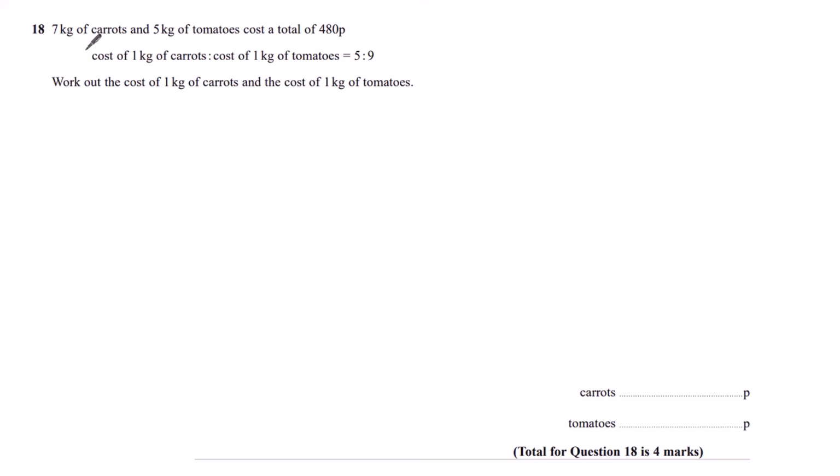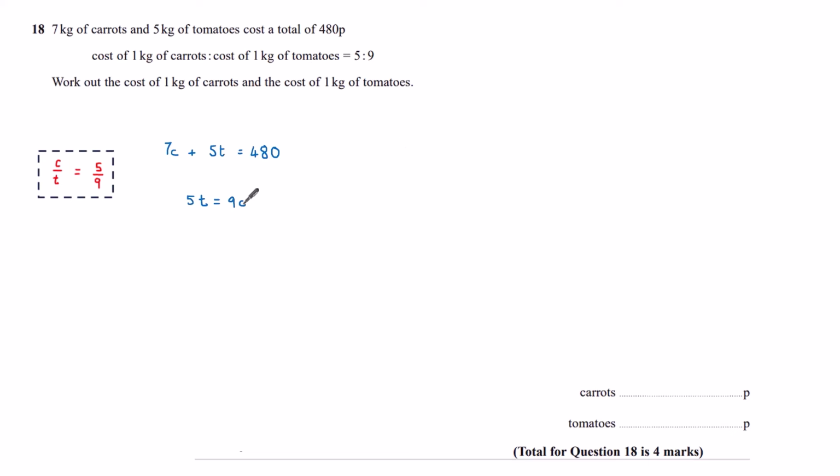And so initially this 7 of carrots and 5 of tomatoes costing 480, I'm going to use that line to write this equation. 7 carrots plus 5 tomatoes is equal to 480. Now I'm going to use this ratio, that if the cost of carrots to tomatoes is 5 to 9, what that means is that 5 times the cost of tomatoes is equal to 9 times the cost of carrots. This is probably the toughest step because a lot of people would want to say 9 tomatoes to 5 carrots because of the way the ratio is written. But using equivalent fractions for ratio, this is C over T is equal to 5 over 9.